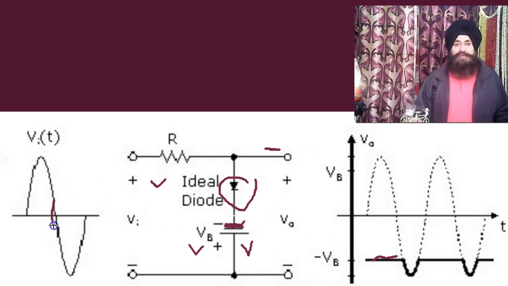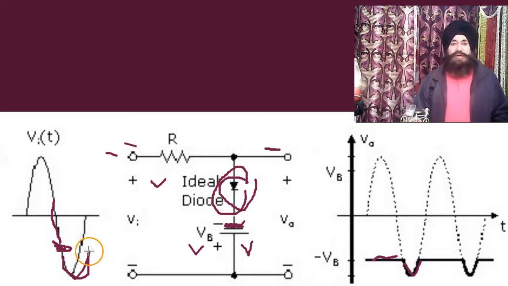So when the voltage goes down and crosses this negative voltage, the negative voltage here becomes greater than VB. Then the diode becomes reverse biased, an open circuit. When it is an open circuit, whatever signal is at this portion will appear at the output.